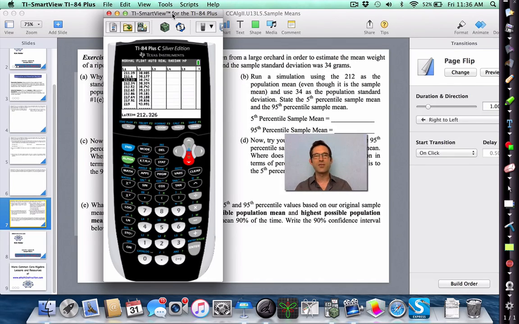And watch what happens here too. Same idea. Let's go back into our program. Let's go down into our normal sample. Enter. Now what I'm going to use as my mean is the 220.102, which was my 95th percentile mean when I used the 212. I'm going to continue to use the 34, no reason to use anything else. I'm going to continue to use a sample size of 50, and I'm going to continue to use 100 samples.